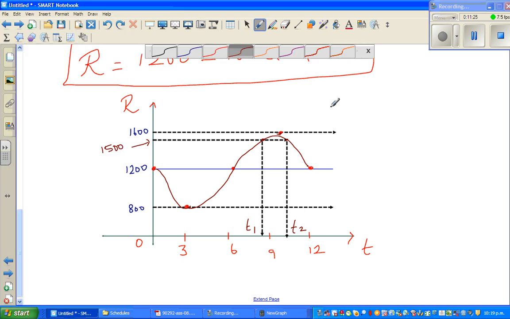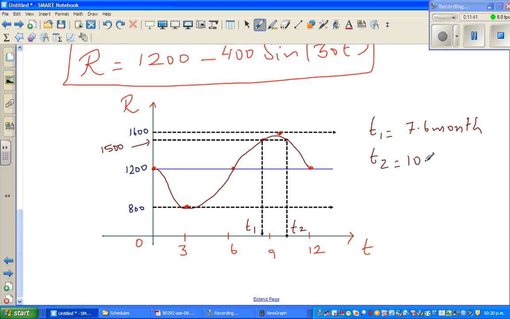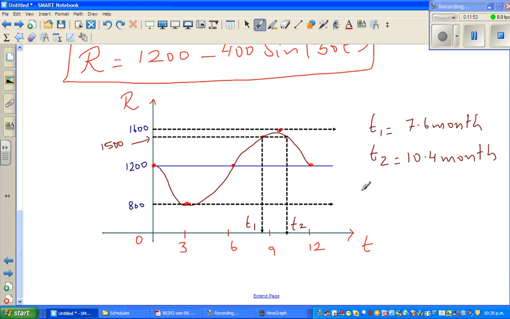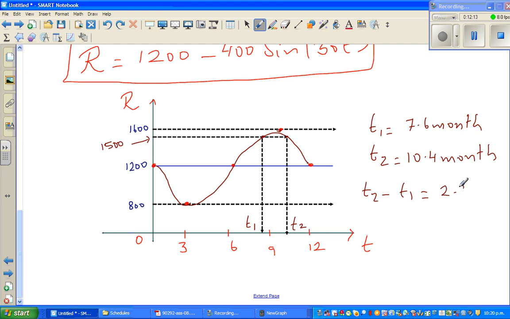T1 is 7.6 months. And T2, if you scroll, is 10.4 months. So the question is, in how many months is it? For how long during the year? Your answer is T2 minus T1, which is 10.4 minus 7.6. So you can say for 2.8 months the number of rabbits was more than 1500. Hopefully this video has been helpful. See you in the next video.